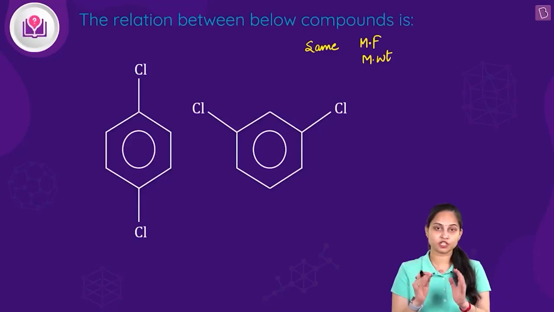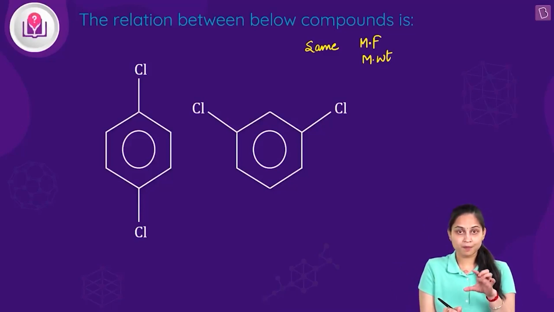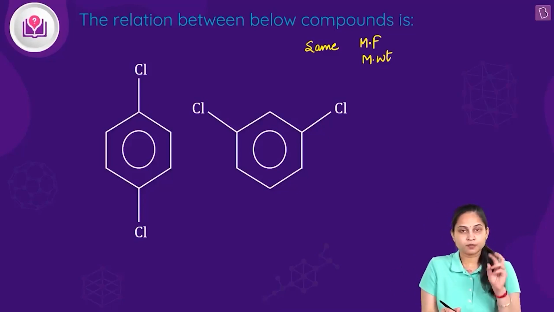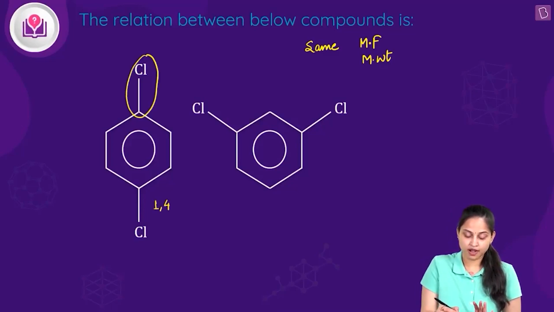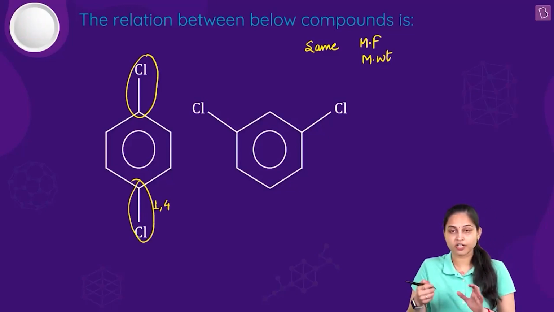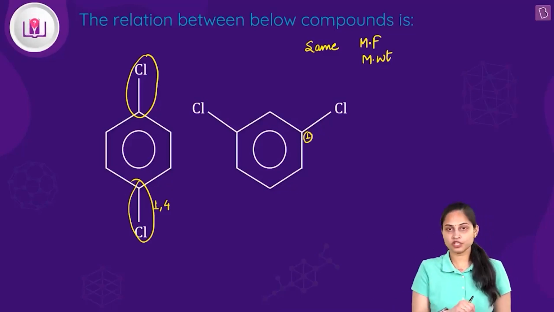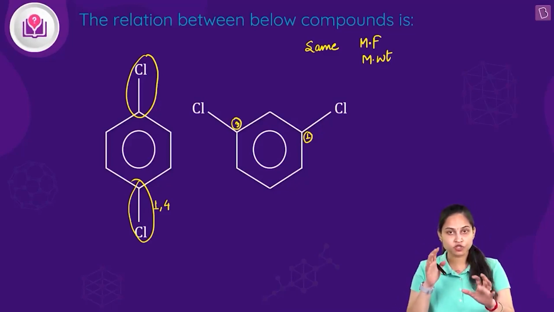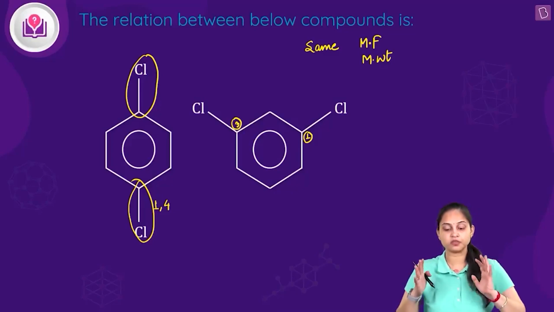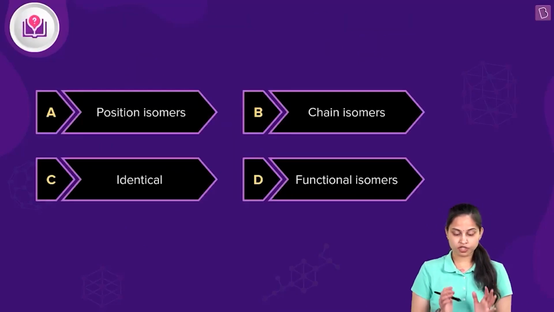These 2 are actually positional isomers, because if I talk about the first compound, the 2 chlorine atoms are para to each other. That means the positions of 2 chlorine atoms are 1, 4. The first chlorine atom is present at the first position and the second one is present at the fourth position. Whereas in the second compound, let me take this as the first position of the chlorine atom, and this will be the third position of the chlorine atom. So the position of chlorine atom has been changed in the base compound, and hence these 2 particular compounds are known as positional isomers. So the relationship between those 2 compounds is positional isomers.